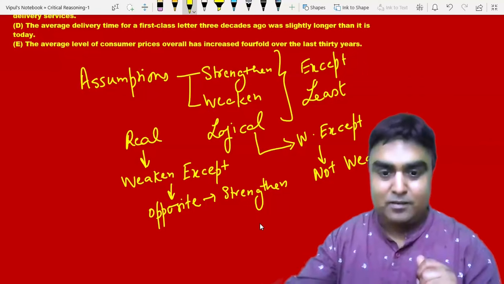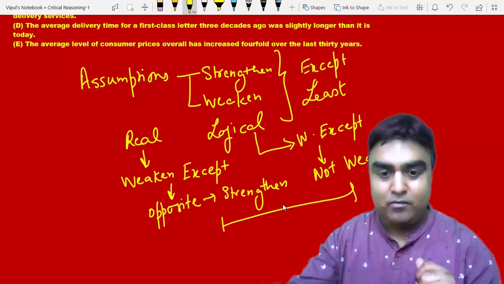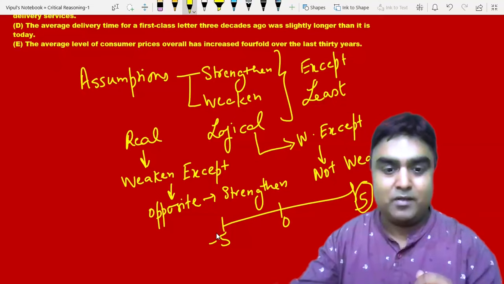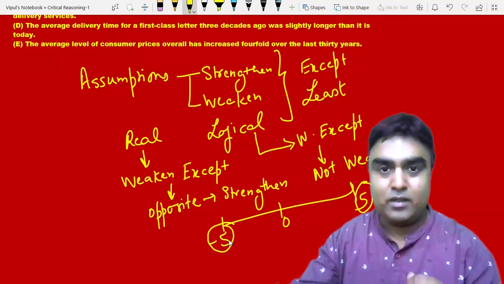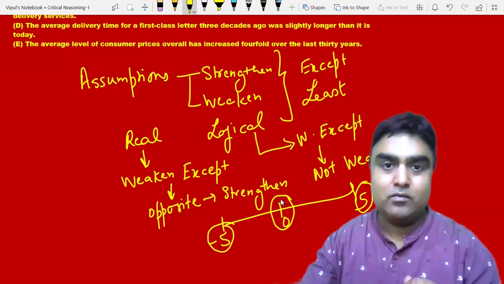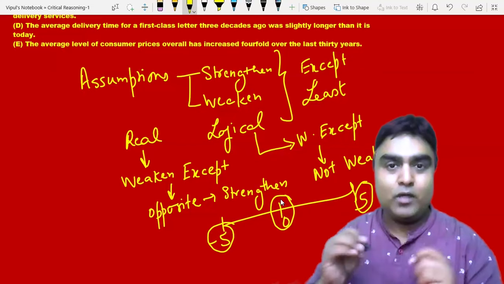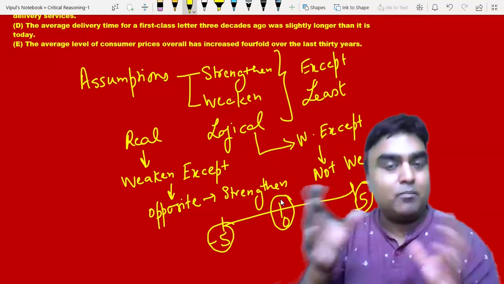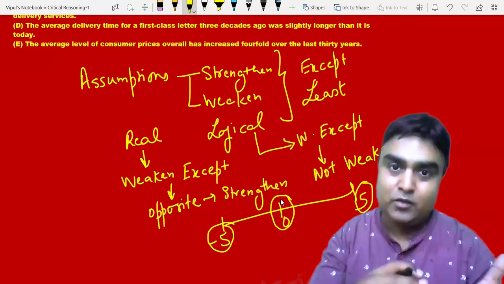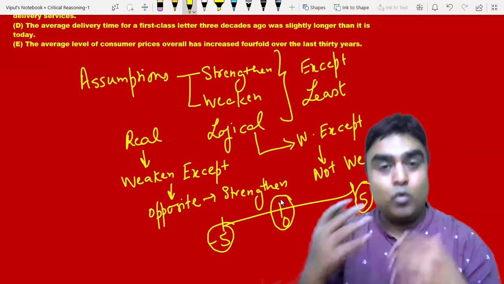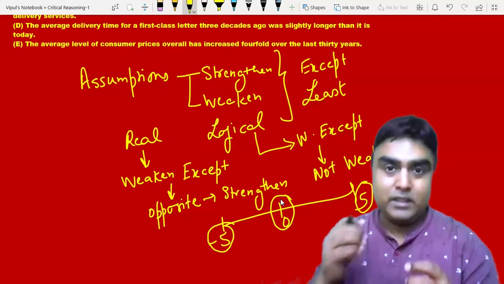So the point I'm making is, let's say we have a line from 0 to 5 and minus 5. Most of the people will take the 5. If I say accept, they will go to minus 5. But even 0 in the logical world is not 5. The point I'm saying is when there is an except or least question, don't assume. If it is a strengthening question and I put an except, it doesn't mean it's a weakening question, and vice versa.